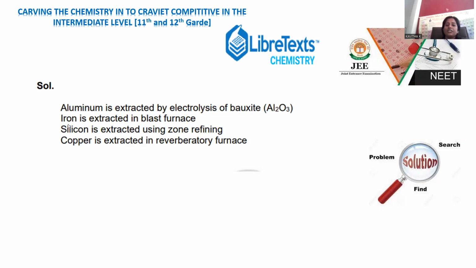Iron in general is extracted by the furnace called blast furnace. Silicon extraction, we will go for the zone refining method. Copper can be extracted by reverberatory furnace. These are the suitable methods for the extraction of various metals by metallurgical process, right?